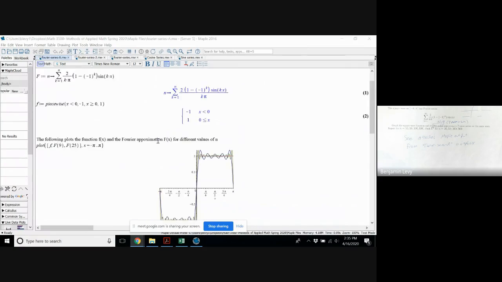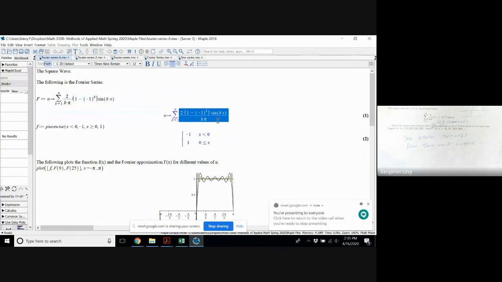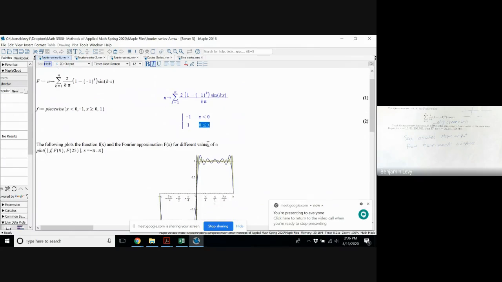Again, this is the Fourier Series A document. Here is the Fourier series being listed. Here is the actual Fourier series being defined, and you see we get the expression from the top of the page. Then here is the function we're trying to approximate, and we know it equals -1 or 1. Down here we're plotting the function, which gives you the square wave, and then different versions of the polynomial. F9 is the 9th order one, so this is the first question, F9.